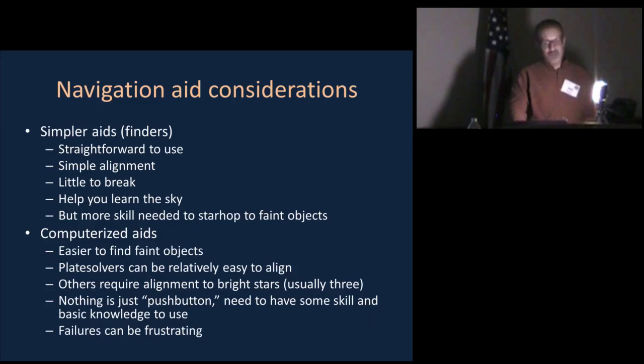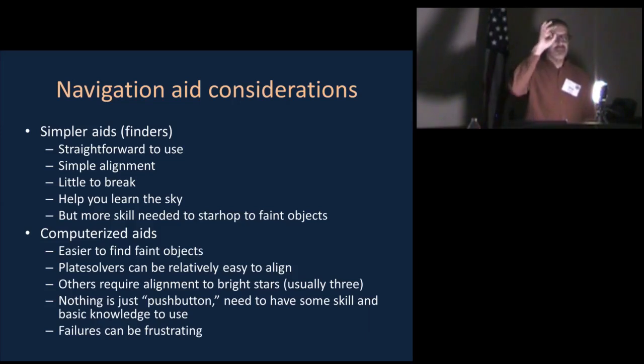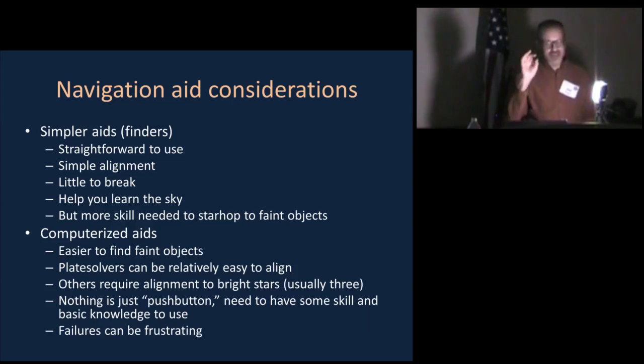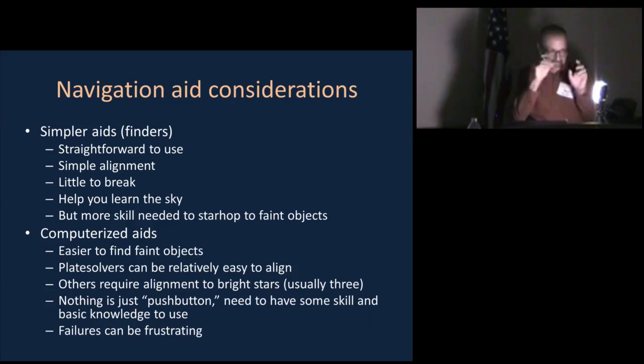If you get into those computerized aids, it's easier to find faint objects. If you're looking at some little planetary nebula that's hard to distinguish from a star, a lot of times it's very helpful to have the computer point you exactly where it's at, and then you're still hunting around a little bit, but at least you know you're in the right vicinity.